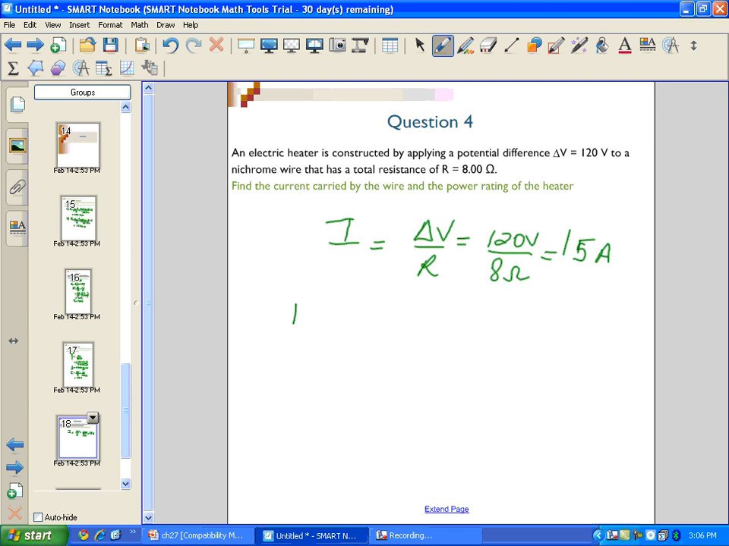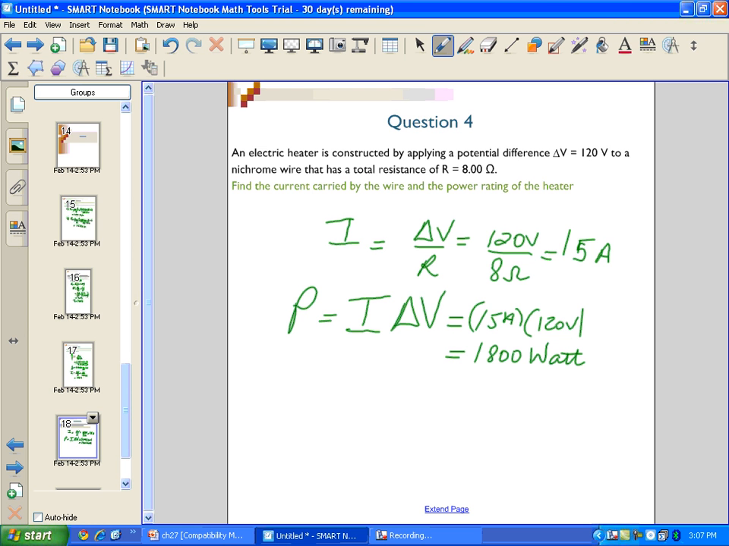Power can be calculated. Remember, we have 3 ways to calculate it, but I will go ahead and just use the value of the current, which we just obtained, I times delta V, and that gives us 15 amps times 120 volts for a power rating of 1800 watts or 1.8 kilowatts.